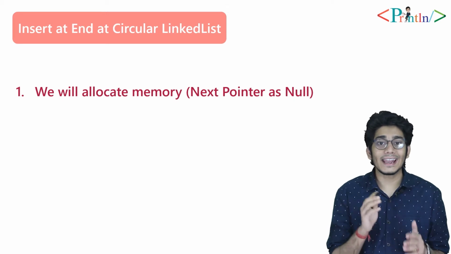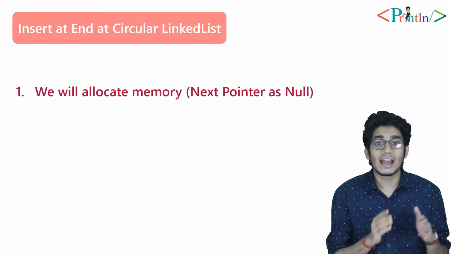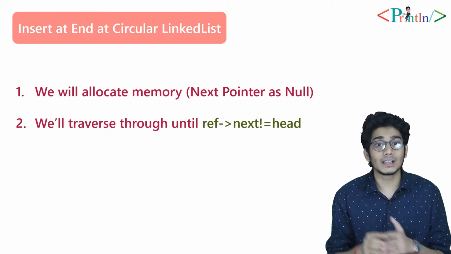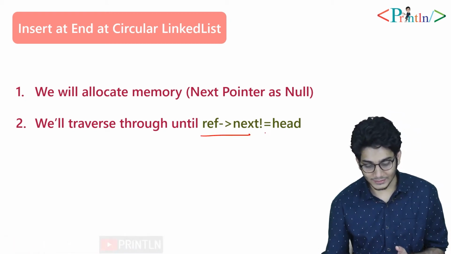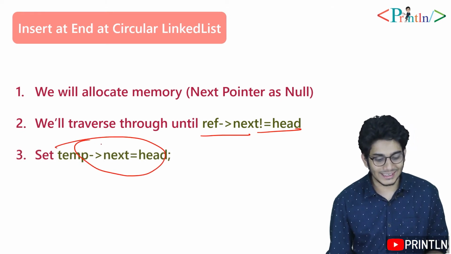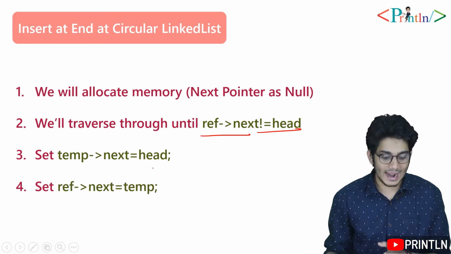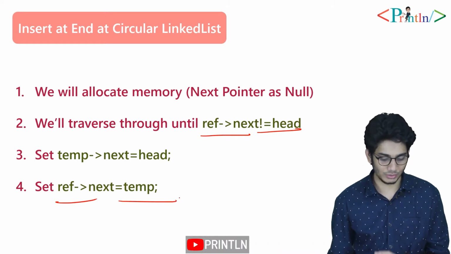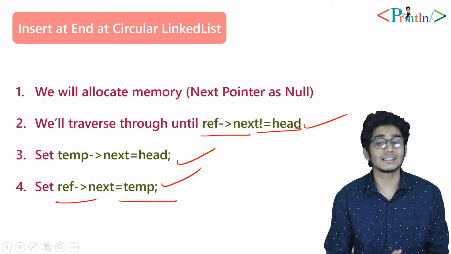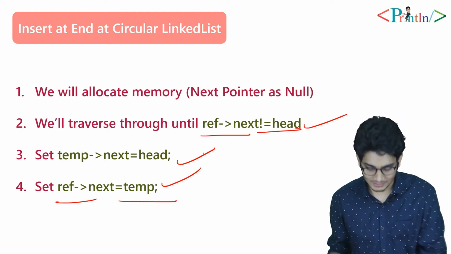So for inserting any node, at first we have to allocate memory. As you can see on my screen, at first we'll allocate memory for the node that we want to insert. Then we'll traverse up to the last node. I'll talk about what ref next not equals to head means. Then we'll set temp next equals to head. I'll also talk about what temp next equals to head means, and at last we'll set ref next equals to temp. So these are the three steps that we have to follow. If you follow these steps, then we can insert a node at the end of a singly circular list.